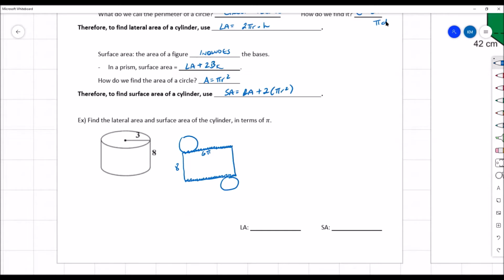So our lateral area equals our circumference, which we just found to be 6 pi, times our height, which is 8. The directions tell us to leave it in terms of pi, so our lateral area is 48 pi units squared.